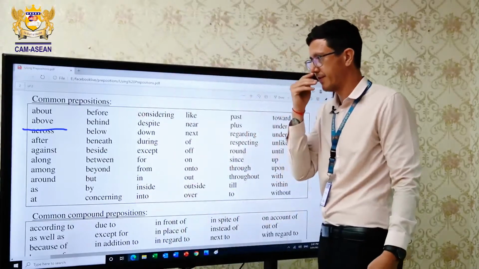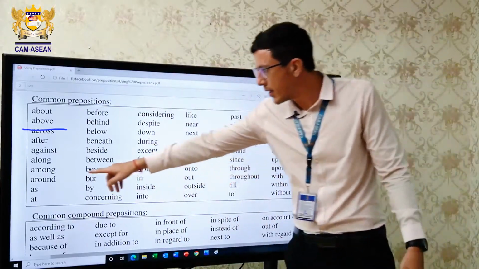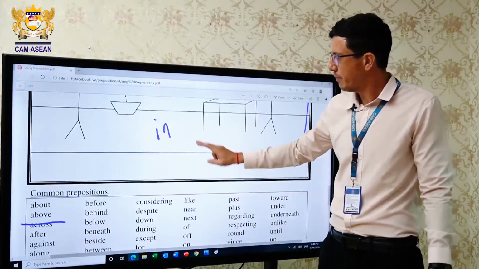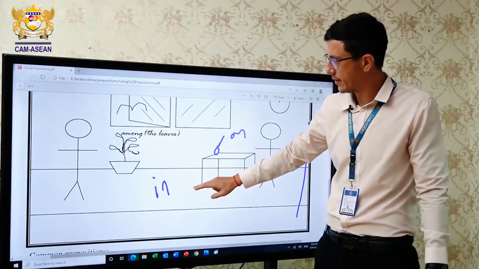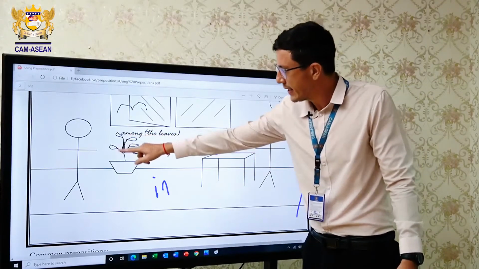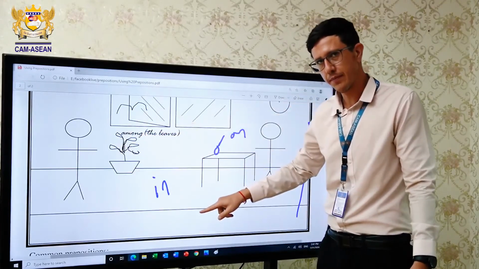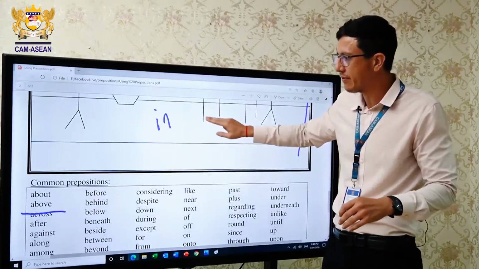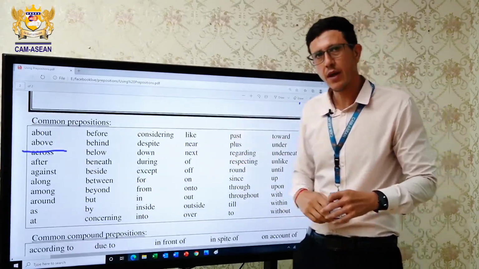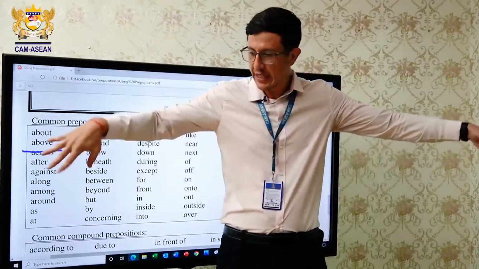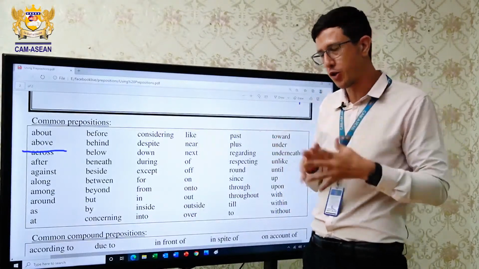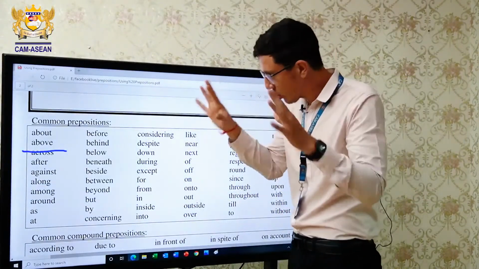Now, among is like this picture up here. Among is inside of a group. It has to be inside of a group of something. Among the trees. There are trees all around me. I'm inside of the group. So I'm among the trees. It's inside of a group of something.